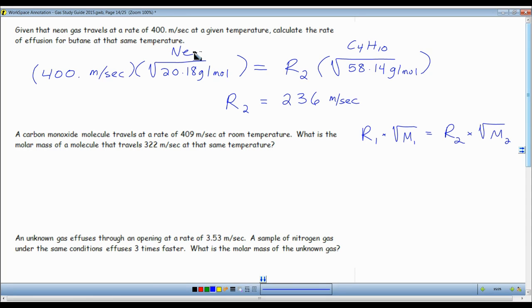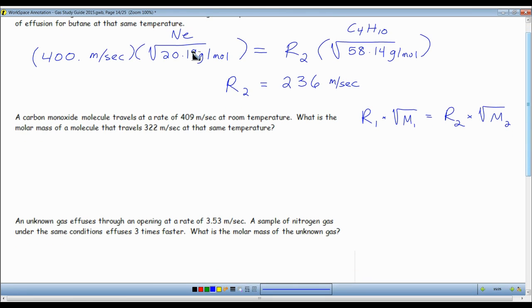Gosh, this is great. Okay, so we could solve for a rate. We could solve for a molar mass. A carbon monoxide molecule travels at a rate of 409 meters per second at room temperature. What is the molar mass of a molecule that travels 322 meters per second at the same temperature? Cool. Let's plug it in.